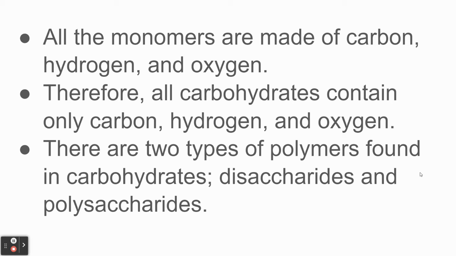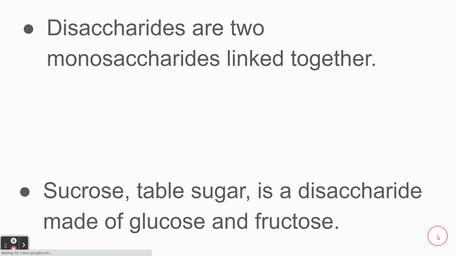All 3 of those monomers, if you look at those pictures, are made of carbon, hydrogen, and oxygen, just those 3 elements. Therefore, if we're going to link those together to make a long chain, the entire carbohydrate contains nothing but carbon, hydrogen, and oxygen. We can link these monomers together in 2 different ways, make 2 different polymers from them. They are disaccharides and polysaccharides.